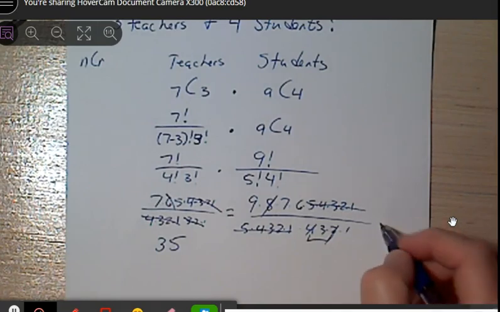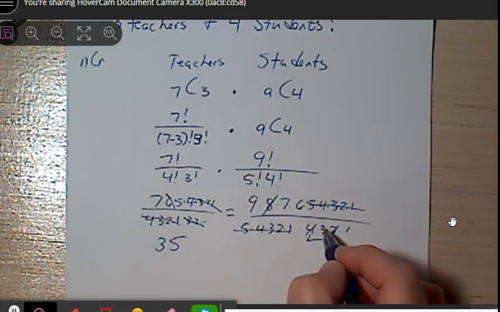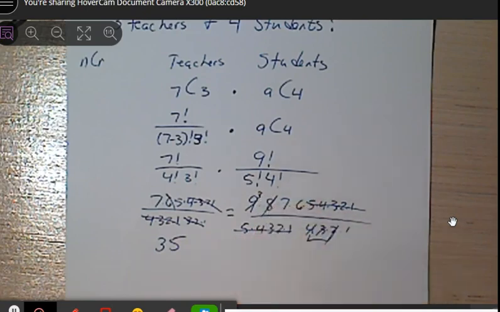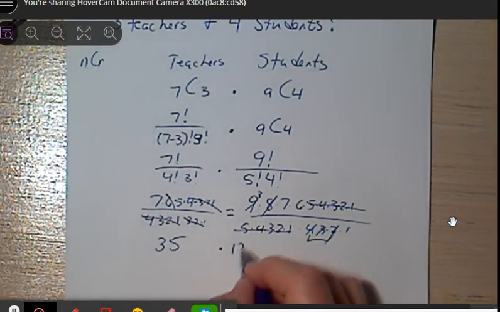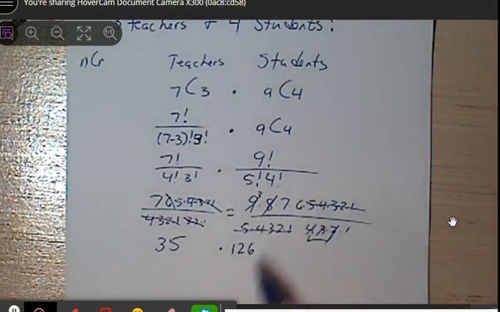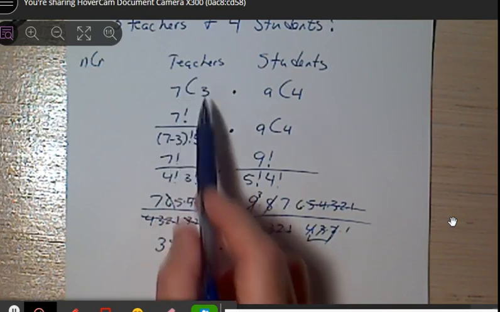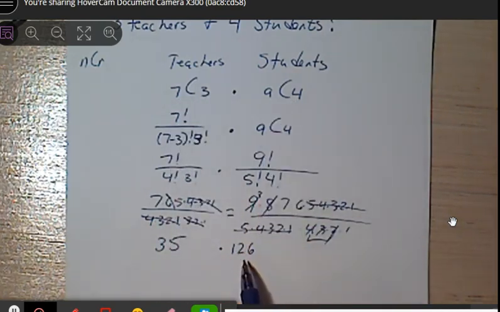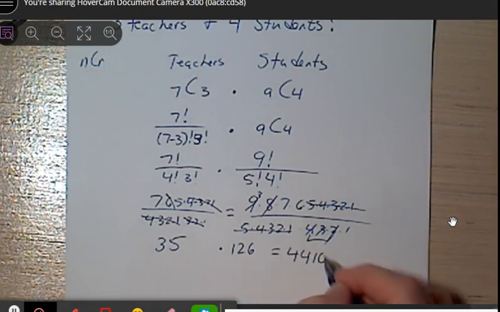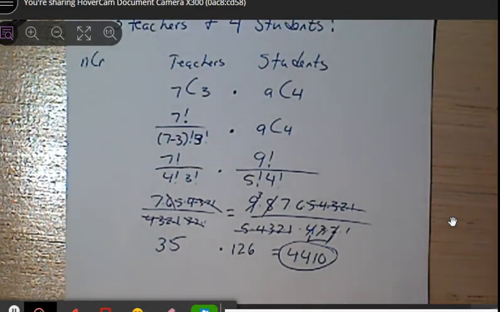That would leave you with, and you've also got 9 divided by 3, so you could cancel that and divide that by 3. So that leaves us 3 times 7 times 6. That is 126. So this part we've got 35 for 7 choose 3. For 9 choose 4, we've got 126. Multiplying those two together, that would come out to be 4,410.